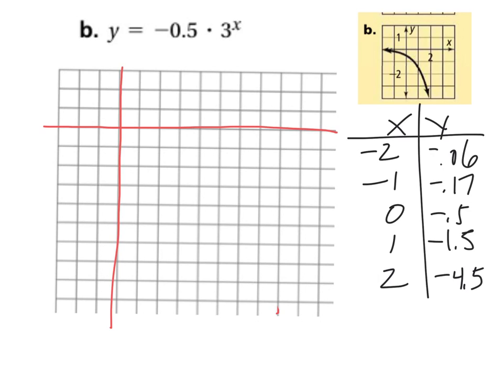So let's go ahead and plot those. And again, what does that look like? So -2, negative 0.06 is going to be right down here. There we go, switch colors there. And negative 1, negative 0.17, like there-ish, not quite maybe. 0 is going to be negative 0.5. 1 is going to be negative 1.5. And 2 is going to be negative 4.5.